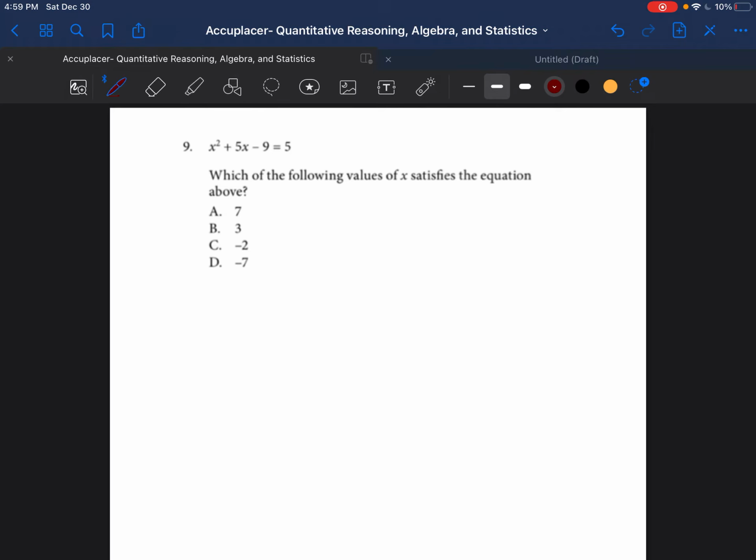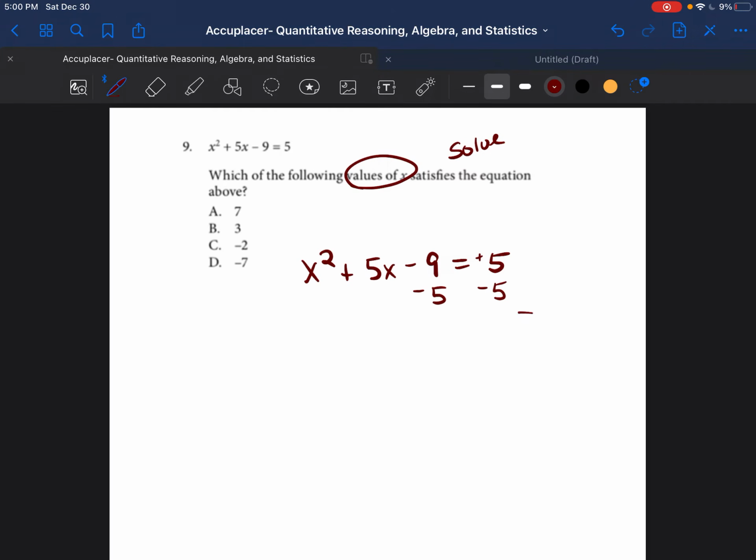All right. Problem number 9 says, which of the following values of X satisfies the equation above? So it's X squared plus 5X minus 9 is equal to 5. We're trying to find the value of X, so we're just trying to solve. We're going to bring the 5 to the other side so that we can factor it as a complete trinomial. Right now the 5 is positive, so we have to do the opposite and subtract from both sides.